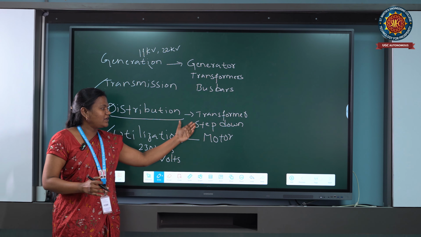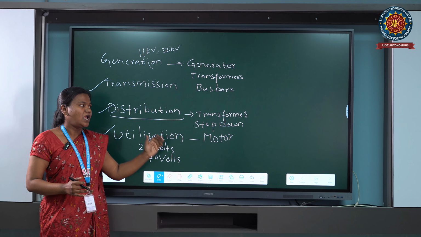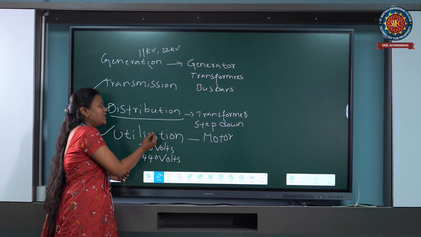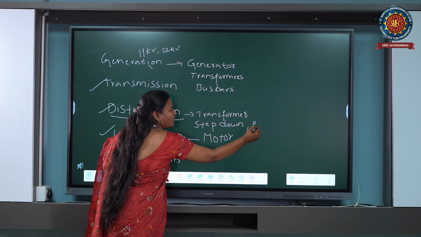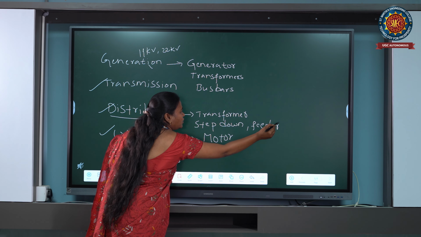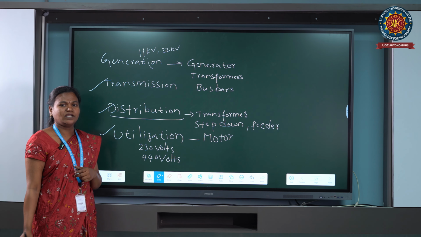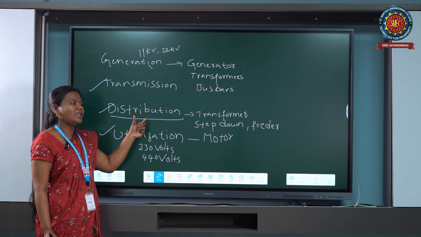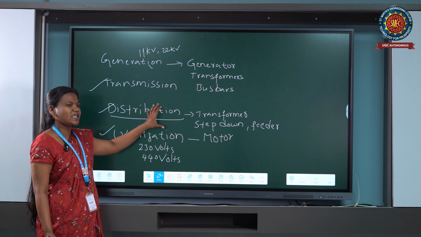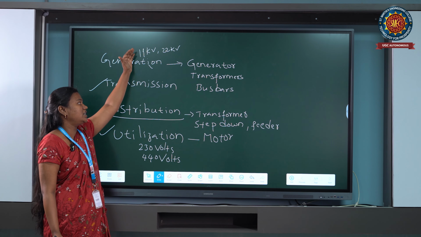So that is the reason we are going to use the step down transformers. Not only transformers, in distribution substations we can use the feeders. And next we can use all these equipments: isolators, insulators. Okay, next. Now distribution substations will get power from the generating station.